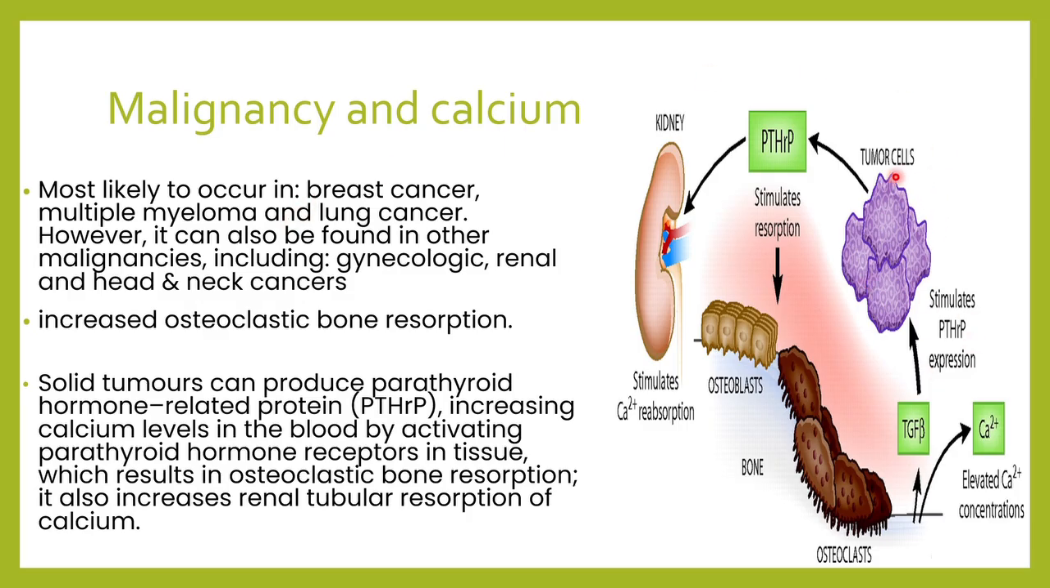Because these solid tumors will produce something called parathormone related protein. So they will release this parathormone related protein. What this will do, it will help in the increased reabsorption of calcium from the kidney. It will help in the osteoclastic activity. It will help in the increased intestinal absorption of calcium, and the calcium will rise. So it is mostly related to the secretion of this parathormone related protein.